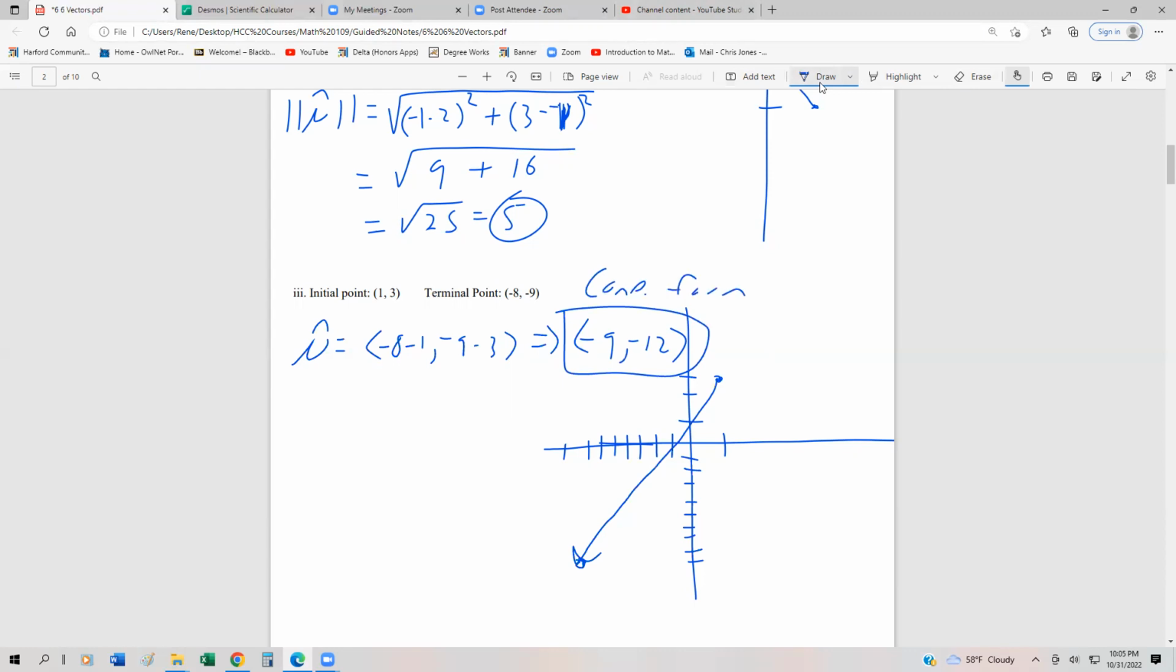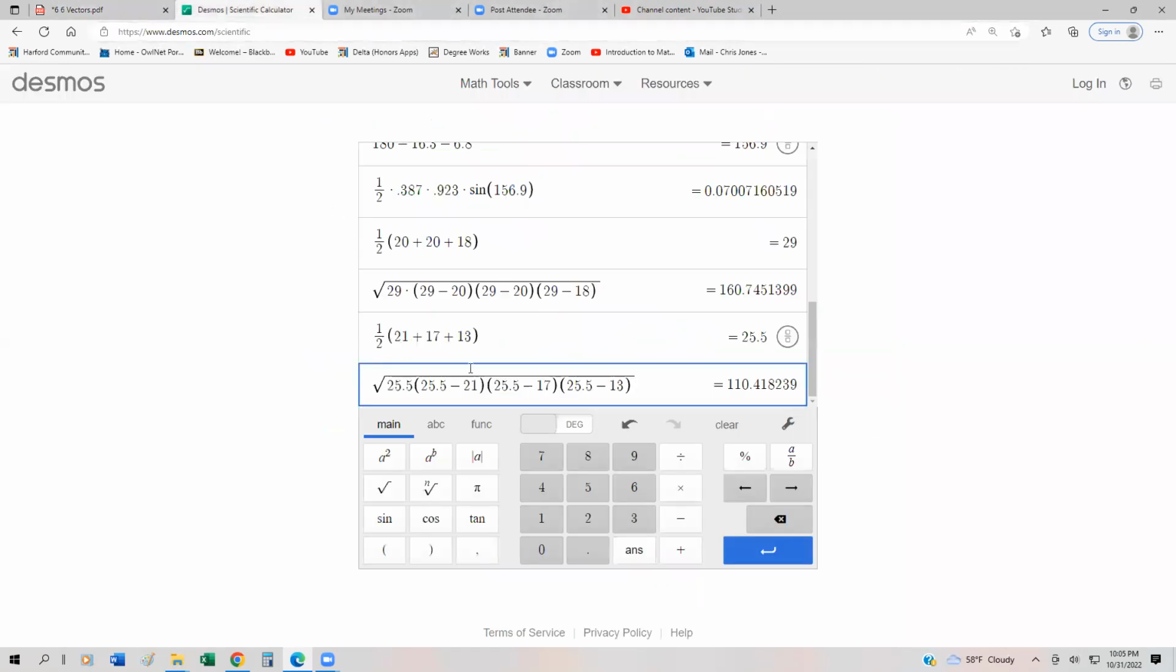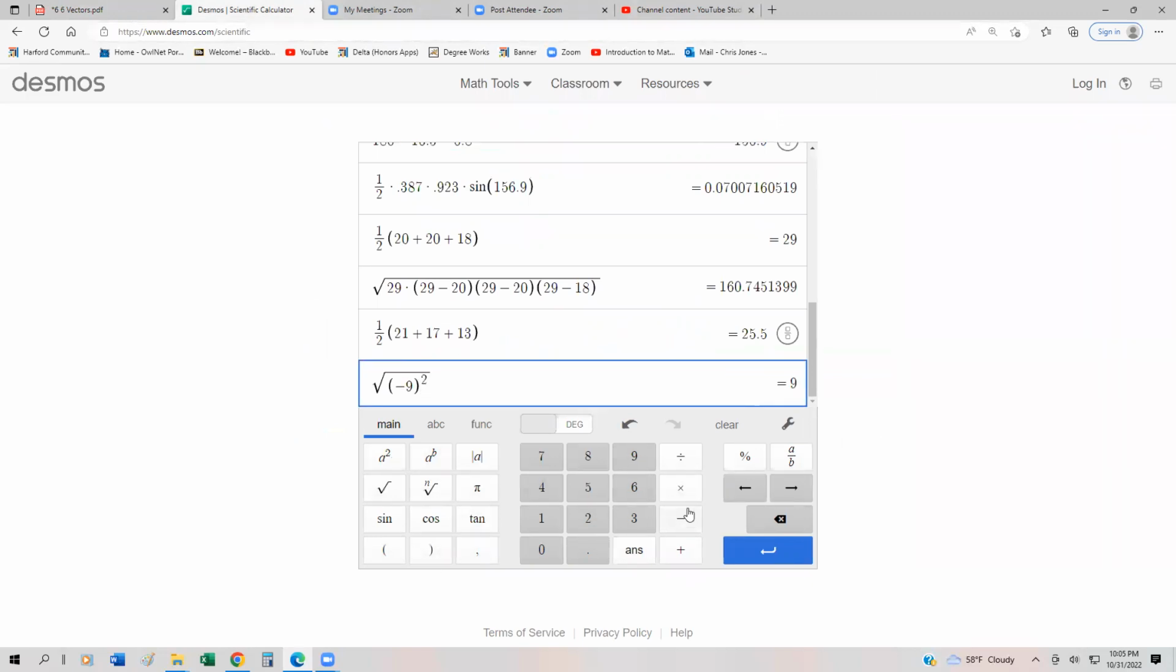Now we want to try to find the magnitude of U. That's actually pretty easy because now I can just use these two values and square them. So (-9) squared plus (-12) squared. We just throw that in our calculator. So we would have the square root of (-9) squared plus 12 squared. Well, it should be (-12) squared, excuse me. So back that up.